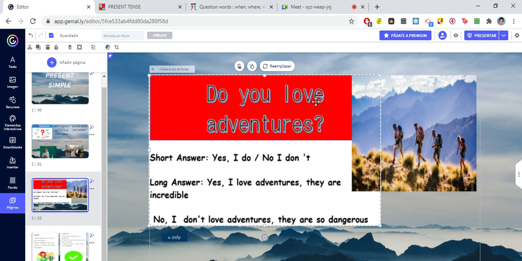do you love adventures? Short answer, easy, yes I do. In negative, no I don't. Important to use the auxiliary. Long answer, you can say, yes I love adventures, they are incredible. And in the negative form, you can say, no I don't love adventures, they are so dangerous.